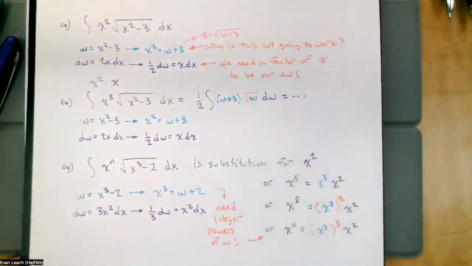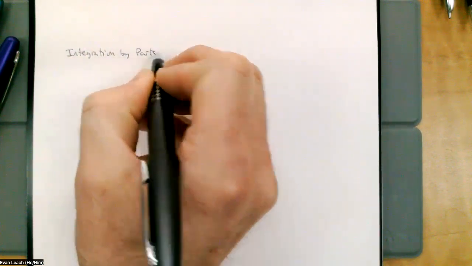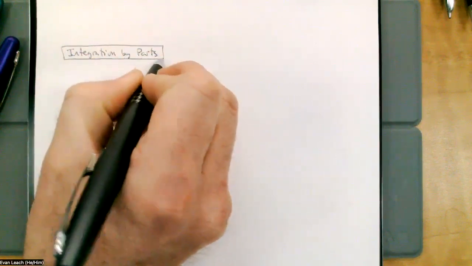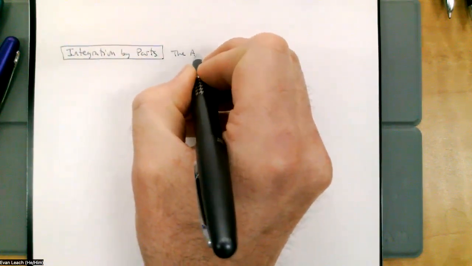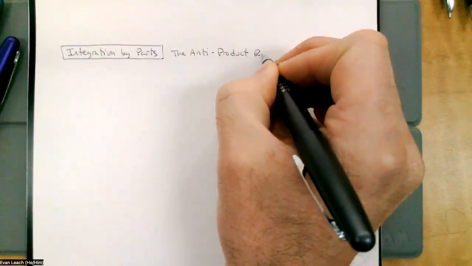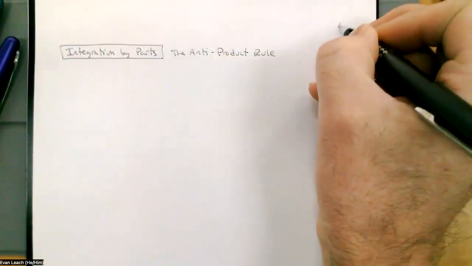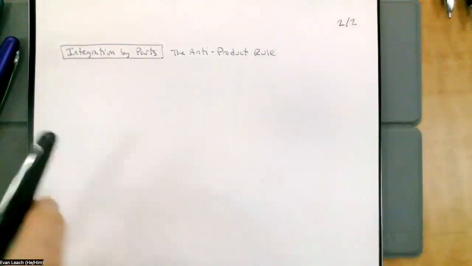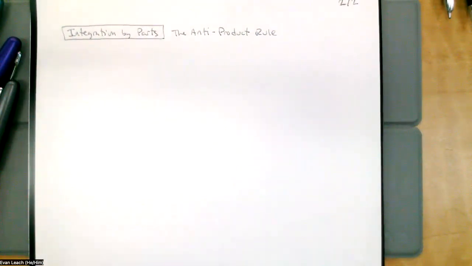All right. Up next, integration by parts, which is the anti-product rule.